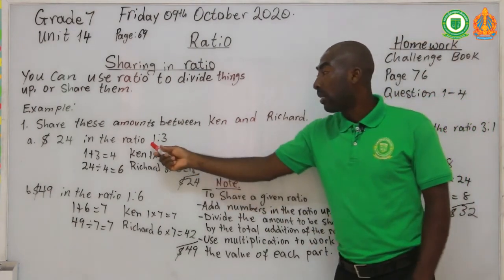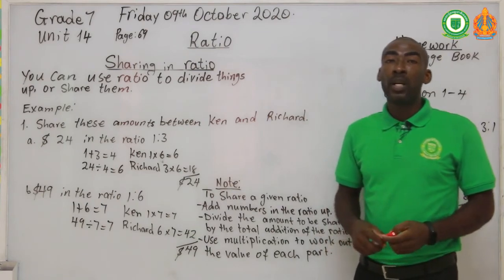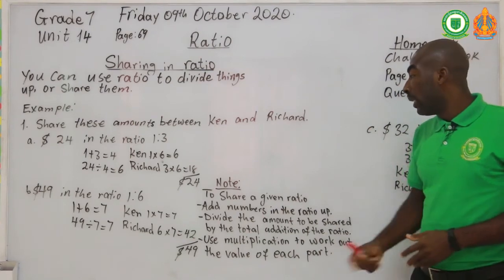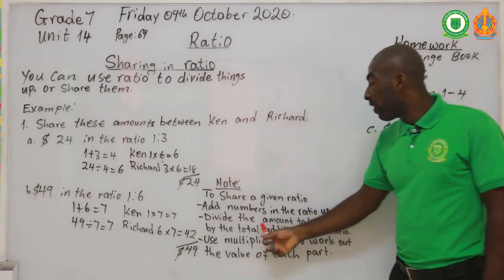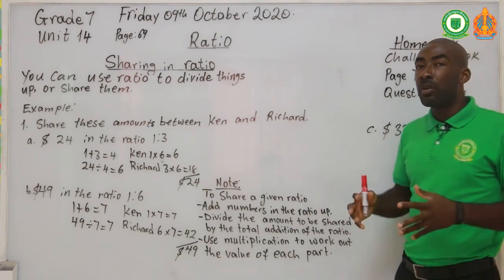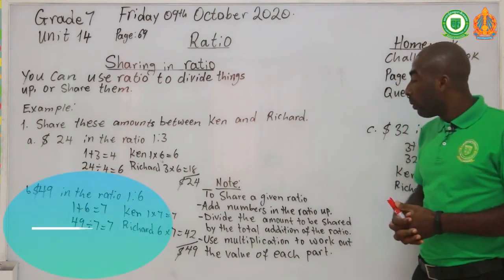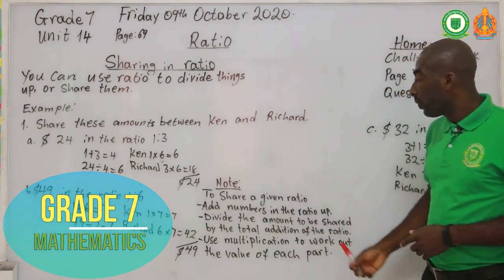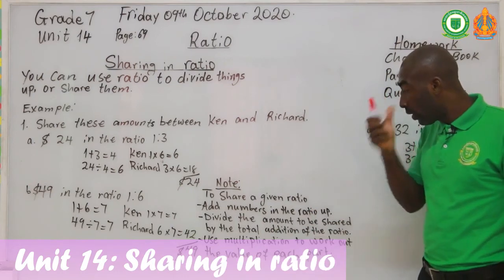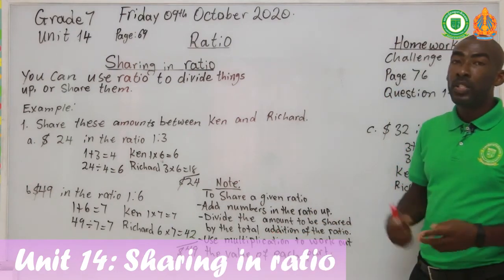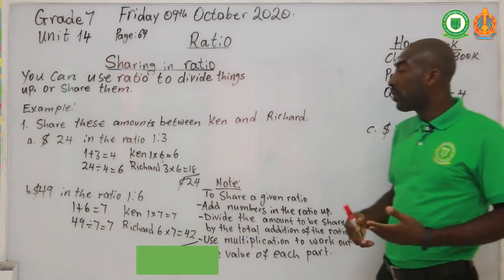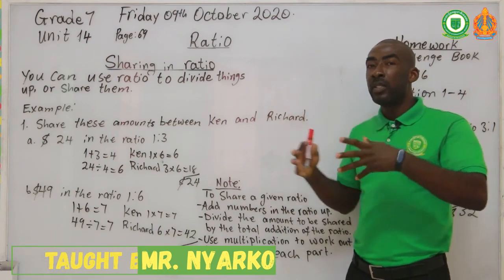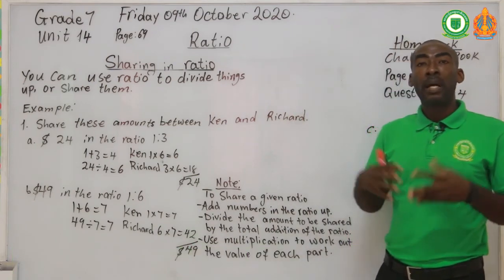That means we need to add your ratio numbers and have a total ratio that gives the total parts that you are dealing with. The next thing that you need to do is to divide the amount that you are sharing between those people by the total ratio that was gotten. So you divide the amount to be shared by the total addition of your ratio. Once you do that, the answer that you get becomes a unit of the total ratio amounts that you're going to deal with.